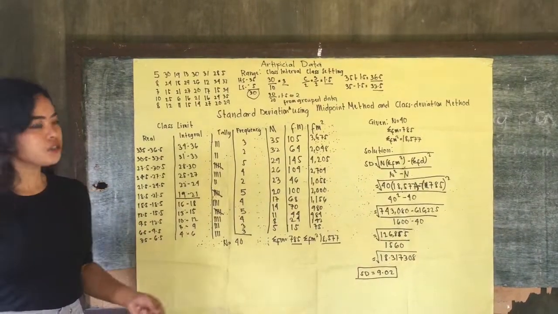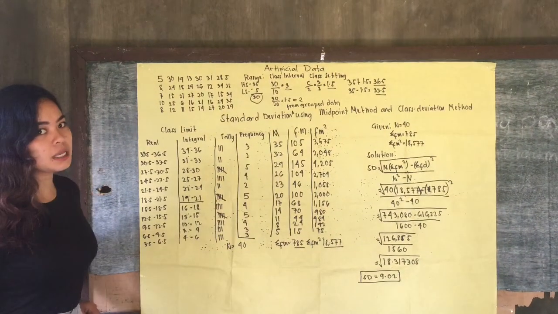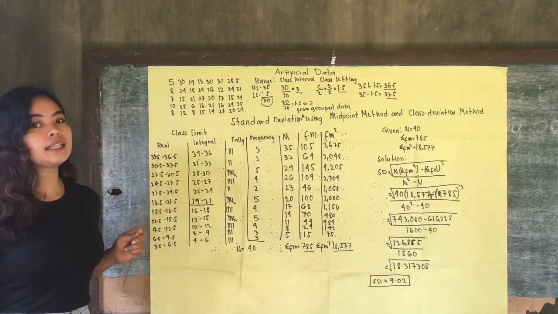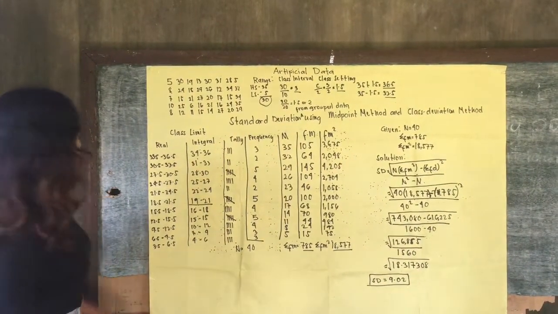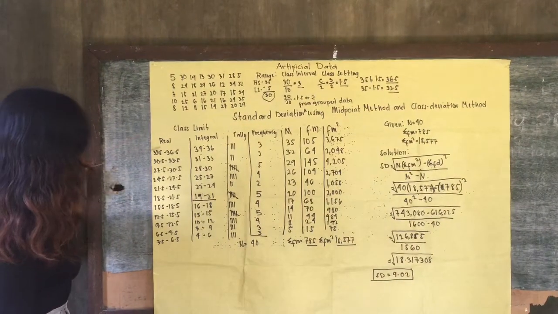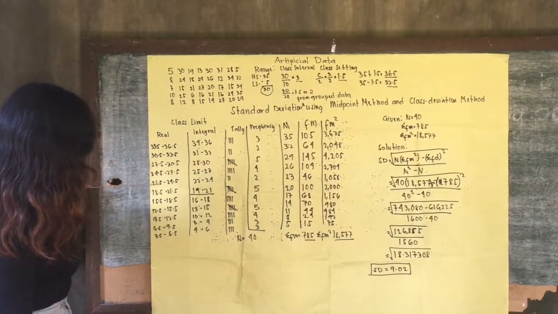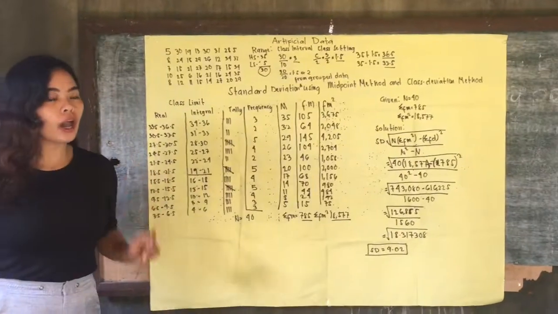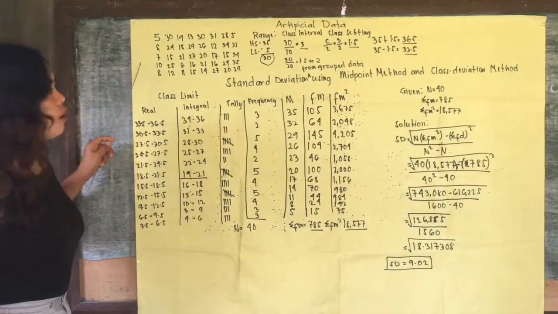Okay, we are now to count our class limits to make sure that it is not less than 10 and not more than 20. So let's count: 1, 2, 3, 4, 5, 6, 7, 8, 9, 10, 11. So we have 11 class limits.